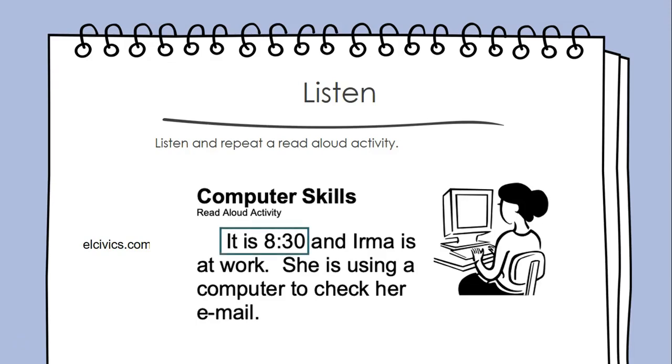It is 8:30. And then your teacher will pause and maybe gesture to you, point to you, and you as a class will repeat, it is 8:30. And Irma is at work. I pause, and then you will say, and Irma is at work, as the students. She is using a computer to check her email. Good, so that's an example of how the teacher will read a chunk of a sentence or a small sentence and then pause to let you repeat.